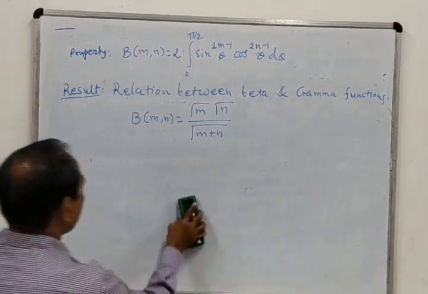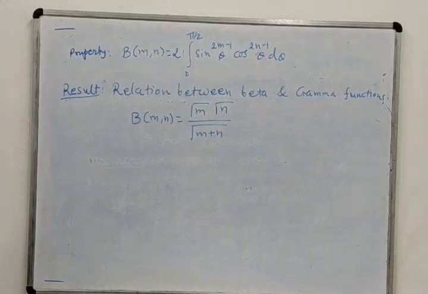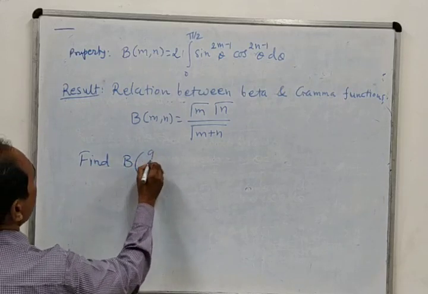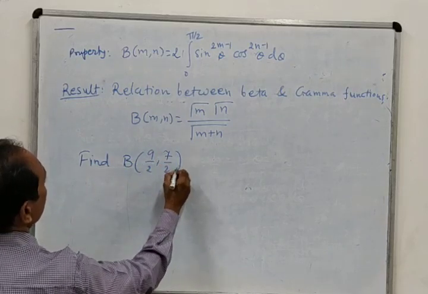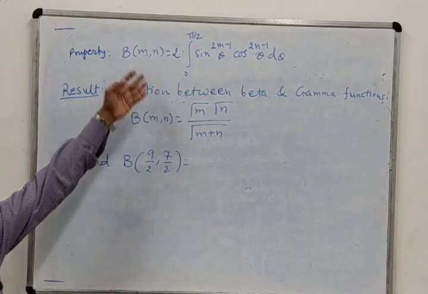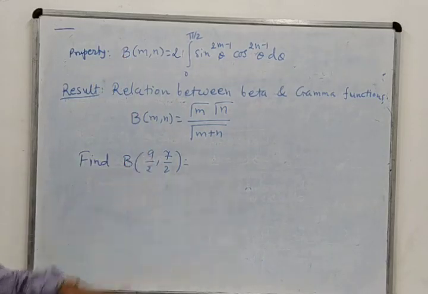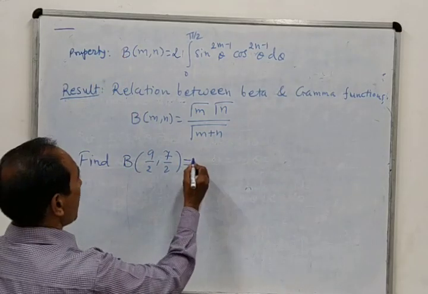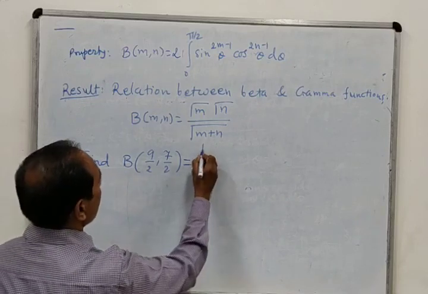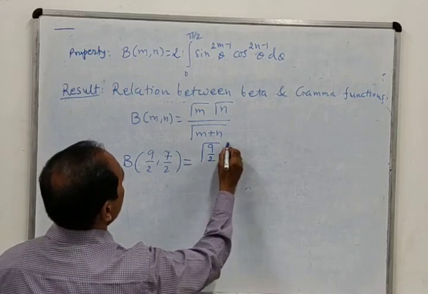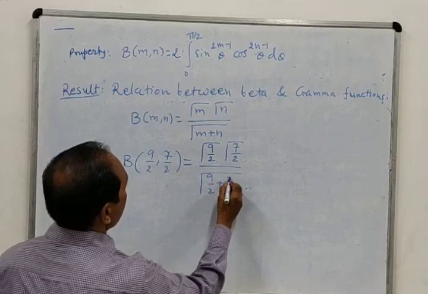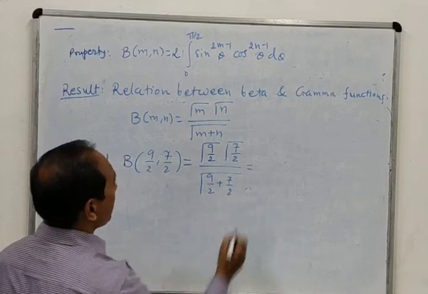In examination sometimes small examples will come, just like to find out the value of beta 9 by 2 comma 7 by 2. To find out its value, we cannot find it directly by using the definition of beta. For that we need to convert this in terms of gamma, because the evaluation of gamma we have already seen. So here m equals 9 by 2, n equals 7 by 2. So this is gamma 9 by 2 into gamma 7 by 2 divided by gamma of 9 by 2 plus 7 by 2.